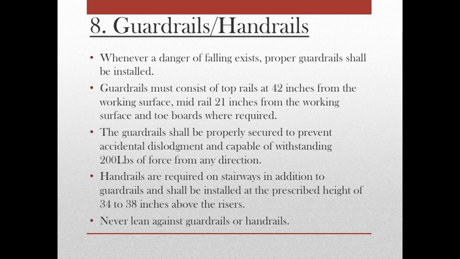Guardrails and handrails. Whenever a danger of falling exists, proper guardrails shall be installed. For example, floor openings, wall openings, platforms, and/or excavations. Guardrails must consist of a top rail at 42 inches from the working surface, mid rails 21 inches from the working surface, and toe boards where required. The guardrail shall be properly secured to prevent accidental dislodgement and capable of withstanding 200 pounds of force from any direction. Handrails are required on stairways in addition to guardrails and shall be installed at the prescribed height of 34 to 38 inches above the risers.